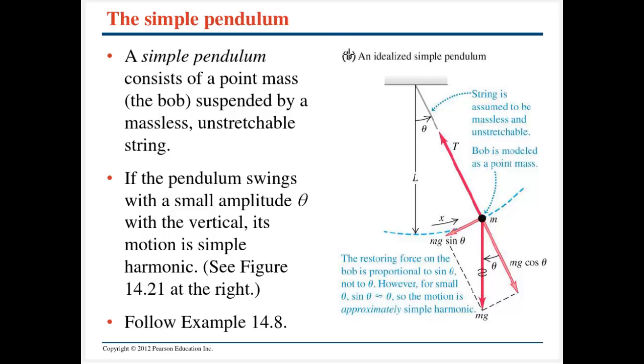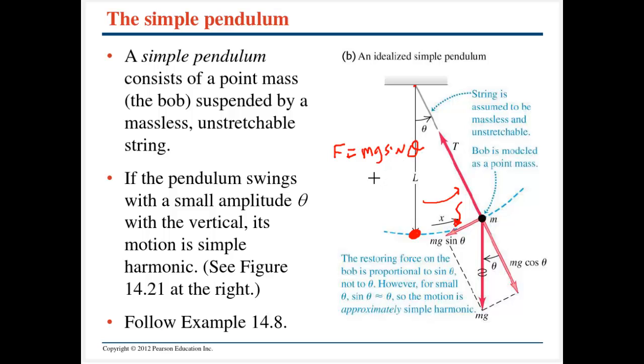The simple pendulum can also give us simple harmonic motion if we consider only small displacements from the equilibrium position. If we look at a pendulum here and we take the pendulum bob and we swing it out to some angle, we're going to get a restoring force of mass times gravity times sine of theta.